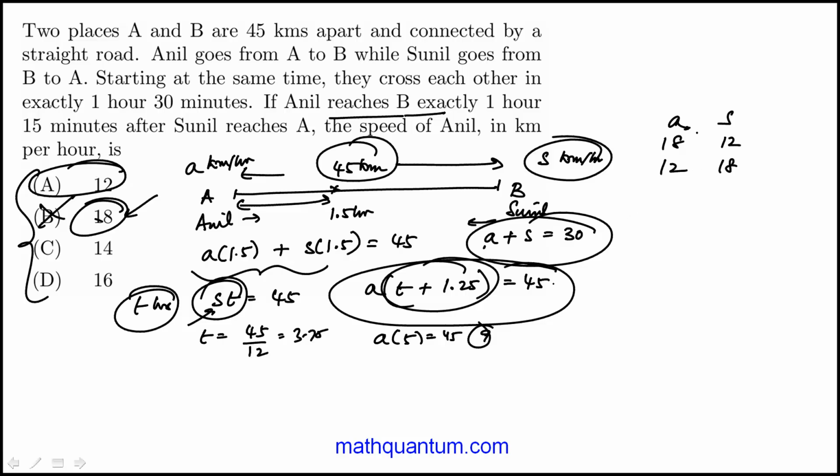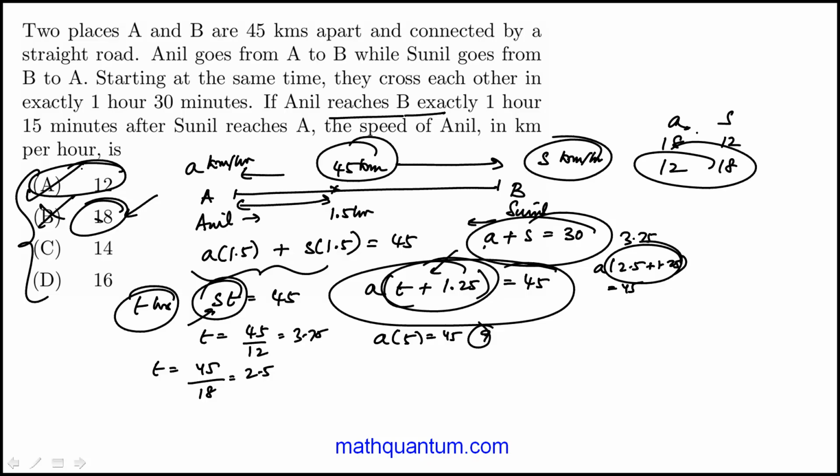So S is 12, A is 18, so in this case T would be 45 over 18, so 2.5. Then if I plug in 2.5 here, 2.5 plus 1.25 is 3.75. A would turn out to be 45 divided by 3.75, which is 12, so that works out. So the answer is A. So you could do it this way. It would just save you a lot of algebra.